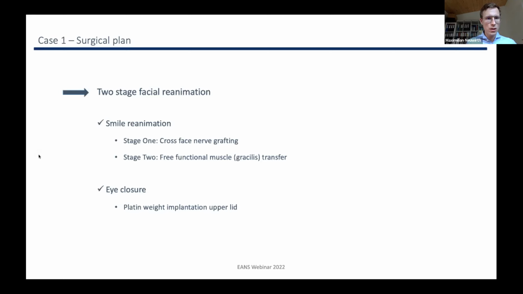For the eye closure, we tried some cases, to be honest, with a split gracilis, but in my personal opinion, I do not have such a big experience as Mette and you, but the results are quite unpredictable, and I'm quite happy with these platinum weight implants on the upper lid for eye closure.